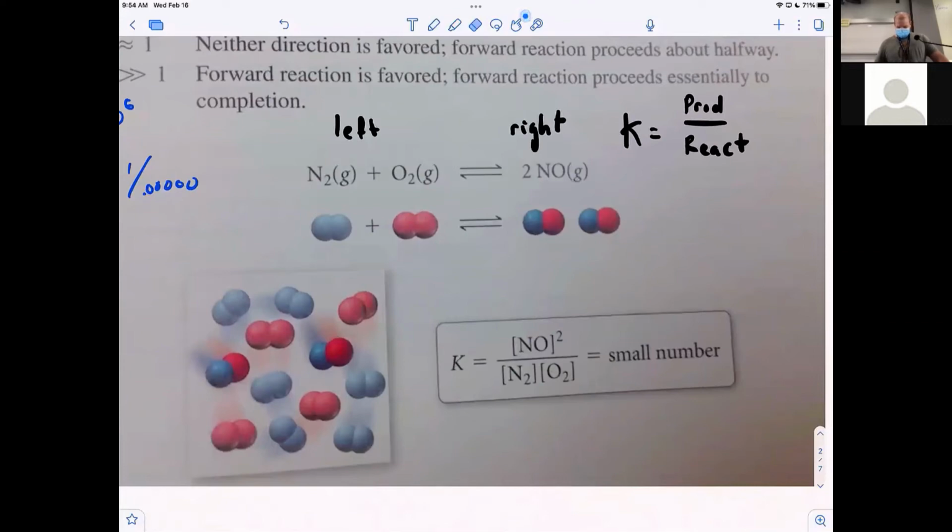And this is a small number. So it means it doesn't really proceed that far to the right at a given temperature. So we have nitrogen and oxygen in the atmosphere right now. Does that mean it's reacting to form a little bit of NO? Yes, it is. Is it a significant amount?